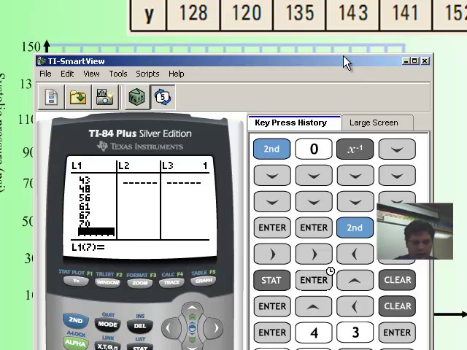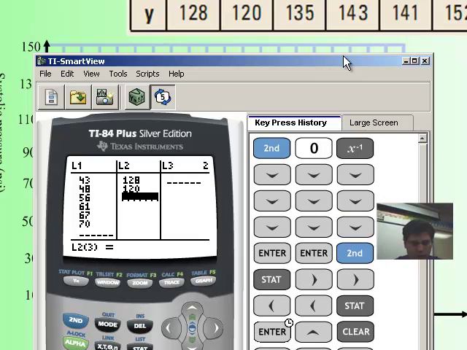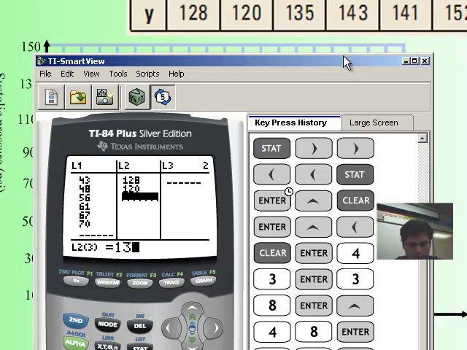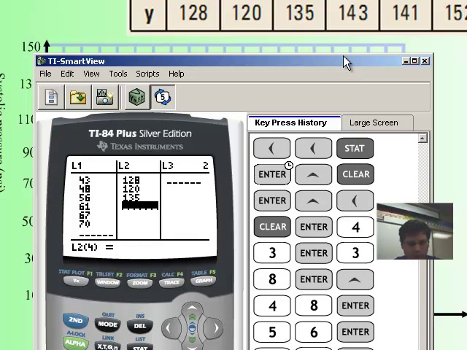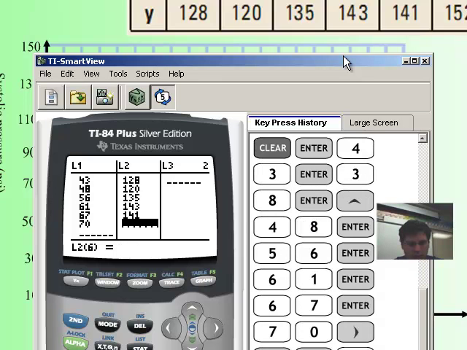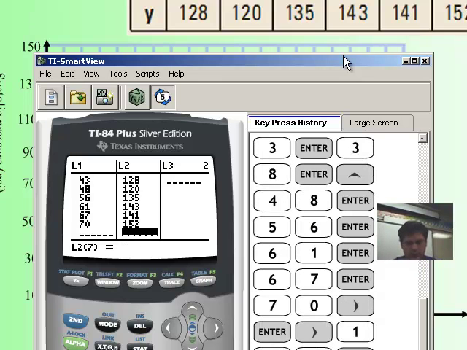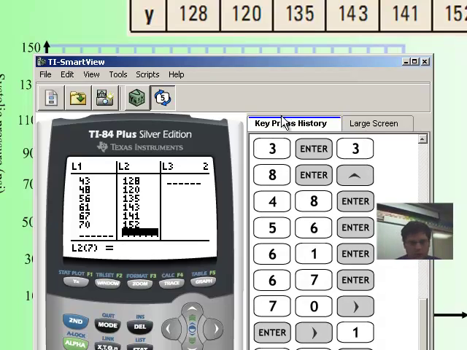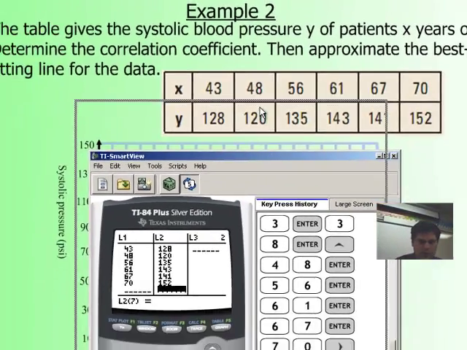Then I'm going to arrow over to list 2 and enter the systolic pressure, which is the pressure when your heart compresses. You have diastolic and systolic. The systolic is when your heart actually pumps, your pressure goes up, as opposed to diastolic, where it's just at rest, between pumps, if you will. Okay, 143, 141, and 152. Enter. Okay, so we've entered that data into our list.